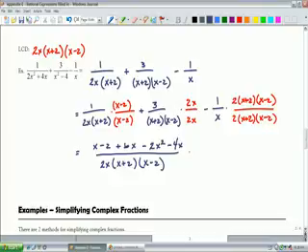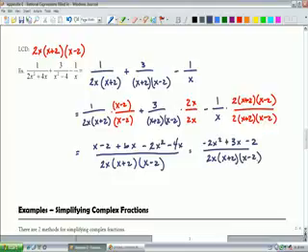Alright, now we just need to combine some like terms. So if I start doing that, you'll notice that I end up with negative 2x squared, plus 3x's. And then I'll have a minus 2 here. All of that would be over 2x times x plus 2, x minus 2.